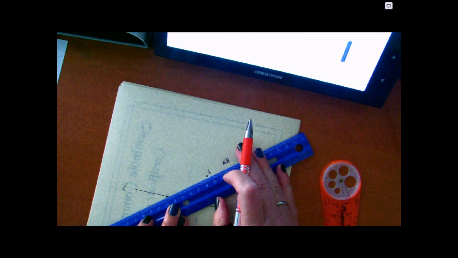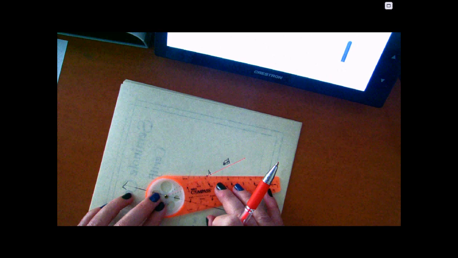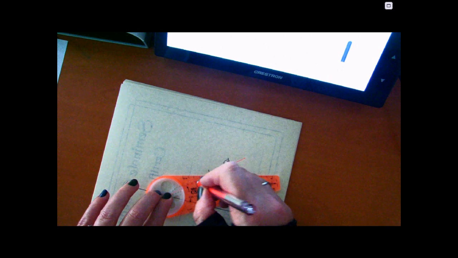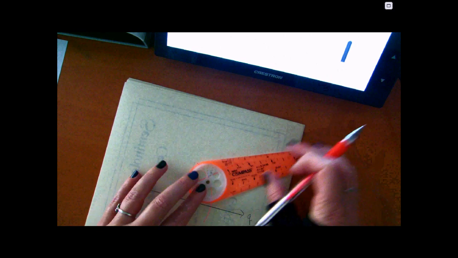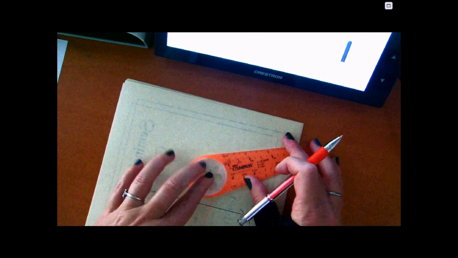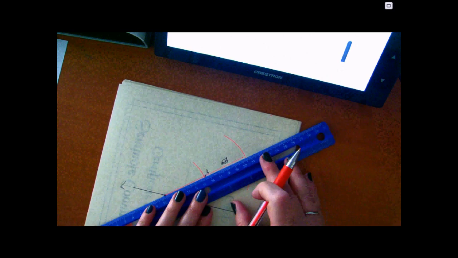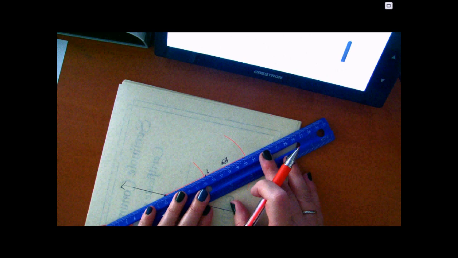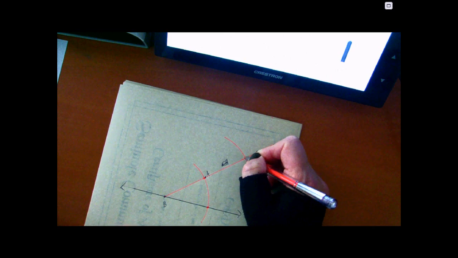Make a line. Make an arc. That went all the way to A. Okay, well, make another arc. Extend the line if you didn't draw the line far enough. There we go. Okay. I've got my two points here and here and here.